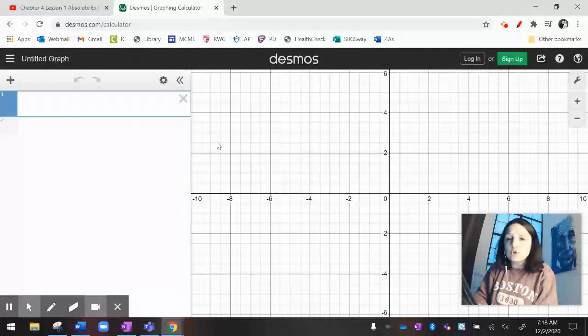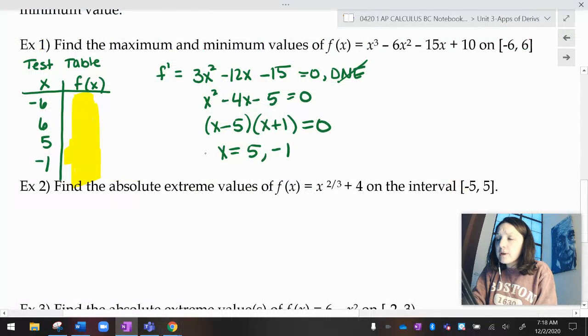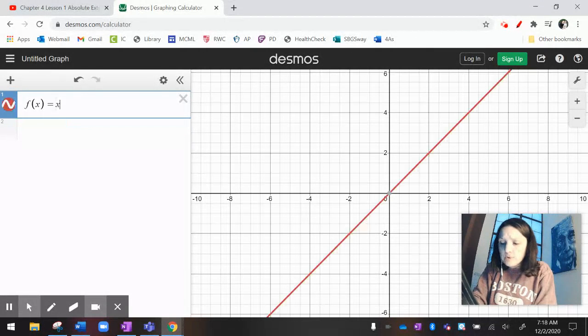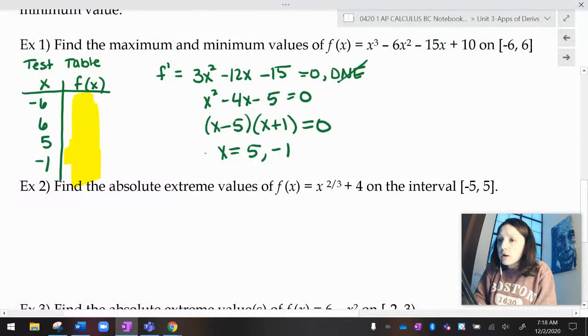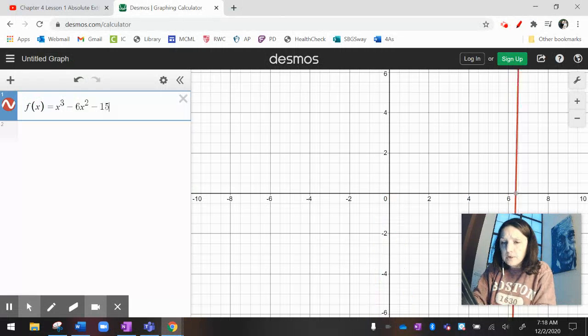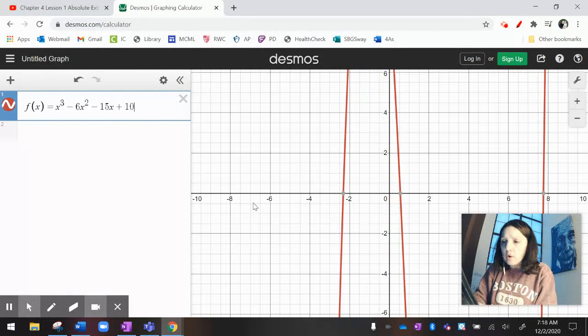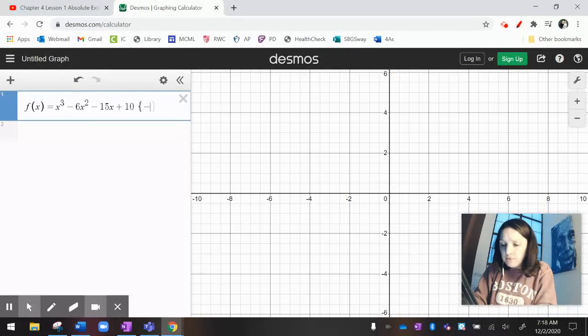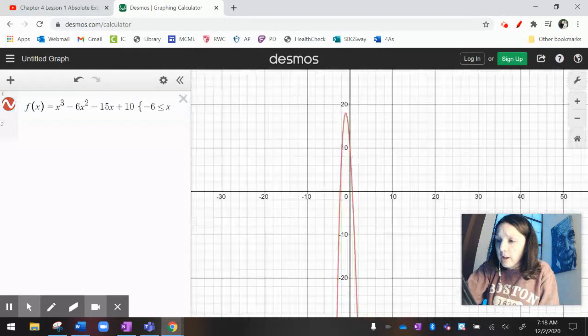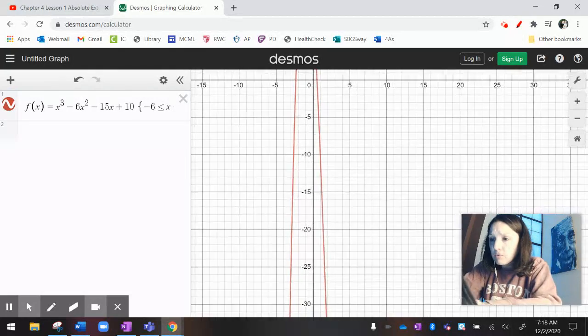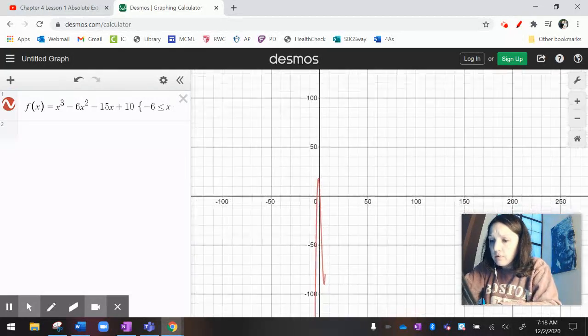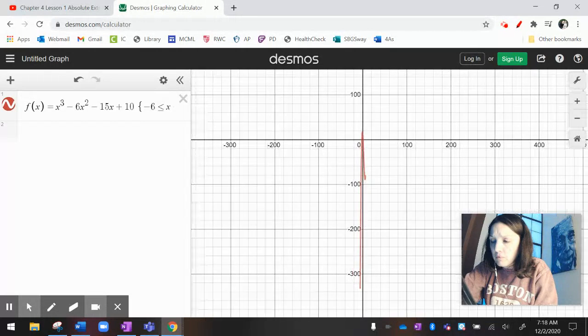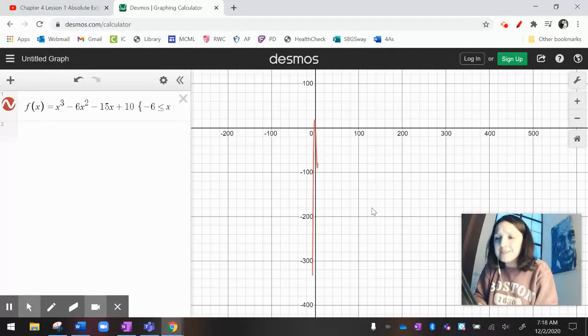So the thing I'm going to teach you here is we had the function f of x equals x cubed minus 6x squared minus 15x plus 10, okay? And I'm graphing this from -6 to 6. So if I want to look at it, I can actually see it right here. Okay, so I can kind of see it right here.